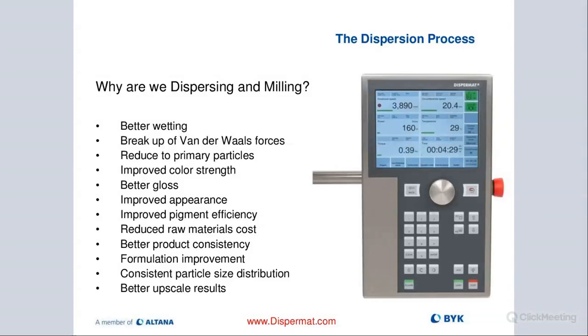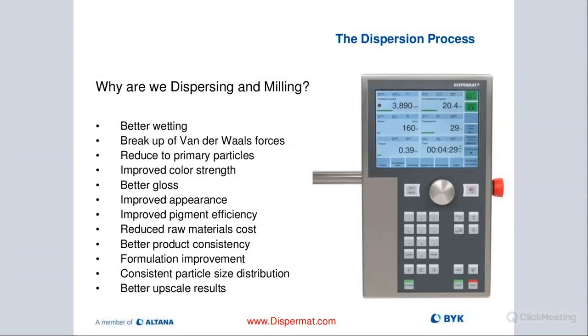Then we turn these larger clusters of particles, these agglomerates, into aggregates. And then in the milling process, we want to turn these aggregates back down to the primary particle size. And we achieve this basically through shear forces. And that will give us better product performance.